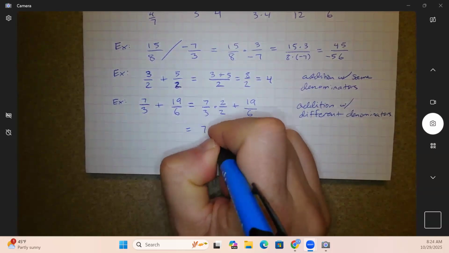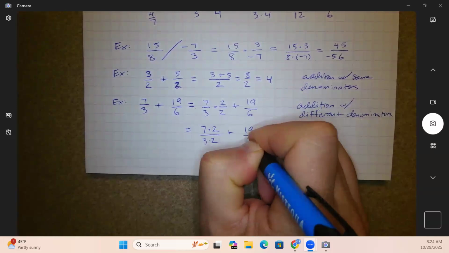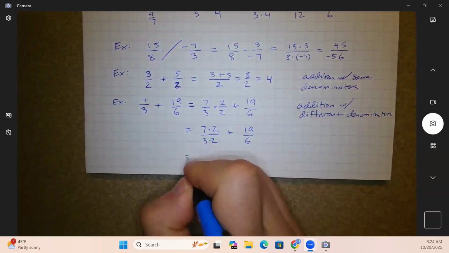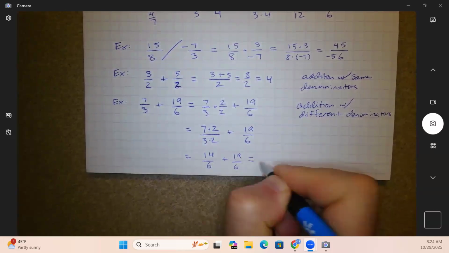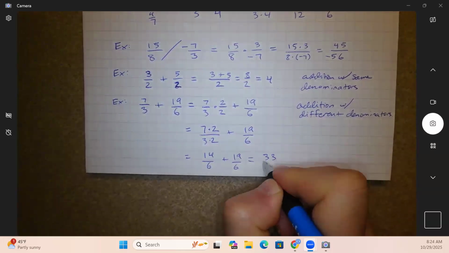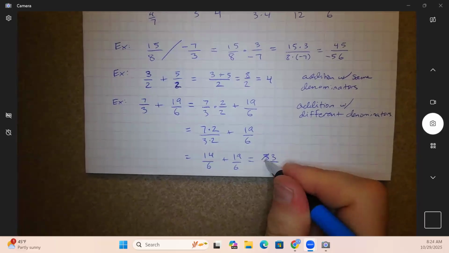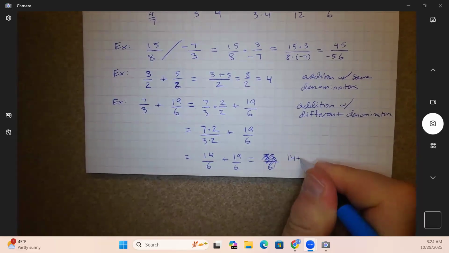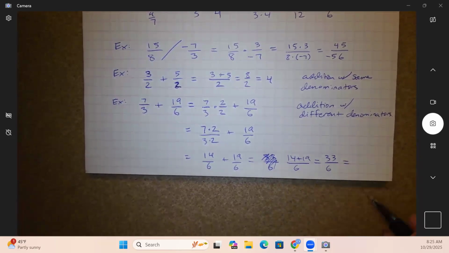So it becomes 7 times 2 over 3 times 2 plus 19 over 6, which is good because that's 14 over 6 plus 19 over 6, which is 33 over 6. I should do one more step. 14 plus 19 all over 6, which is 33 over 6, which is the right answer, but it's not reduced. It's also equal to 11 over 2.